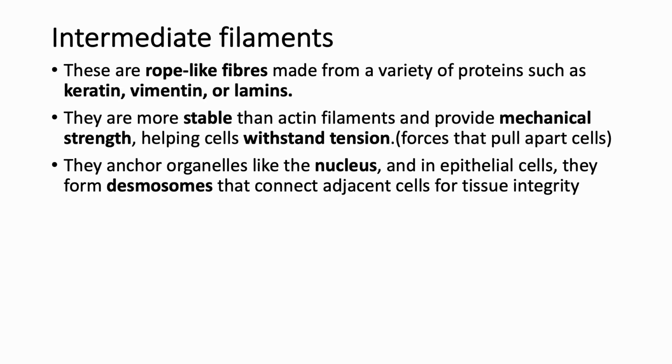Intermediate filaments are rope-like structures, but they have different proteins. We can have keratin, vimentin, or lamins. They are the most stable filaments and provide mechanical strength, helping withstand tension, forces, and other things. They anchor organelles like the nucleus, and in epithelial cells they form desmosomes, junctions that connect adjacent cells for tissue integrity.